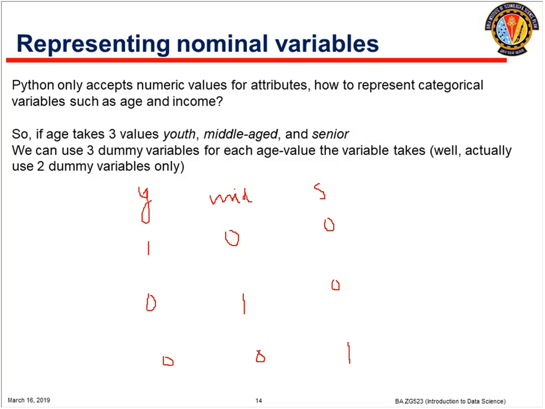And it's only one of them. One of the variables has the value 1, the other values will be 0. Okay, so in the examples where the age is youth, the values should be 1 0 0. If the person is middle aged, the 3 dummy variables will have values 0 1 0. If the person is senior, then the variables will have values 0 0 1.